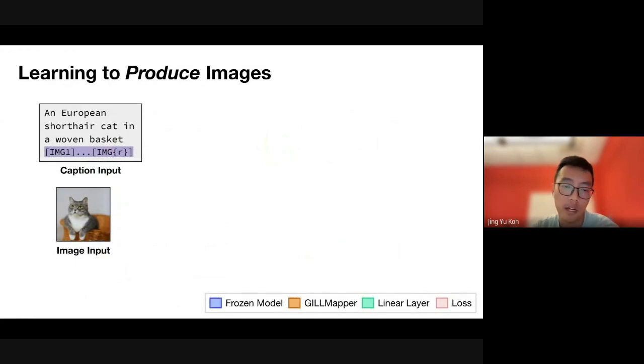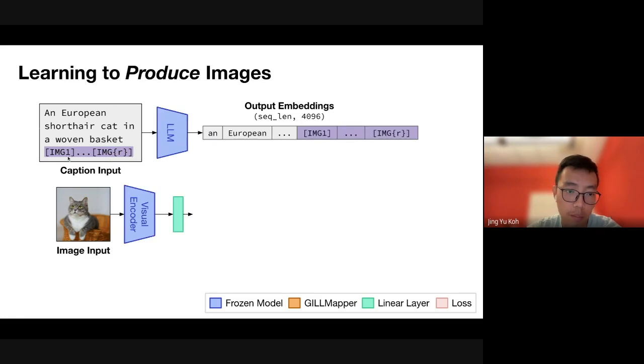The second task that we train GILL to do is to learn to produce images. So in this setting, we want to produce images, and how we do this is that we append our image tokens to the caption inputs. These image tokens are special tokens that we train the language model to learn, that represent image content. So we pass this entire sequence with the special image tokens to the large language model, and it produces a sequence of embeddings from the last hidden layer of the language model. So each of these tokens comes with an associated 4096 dimensional vector that represents something.